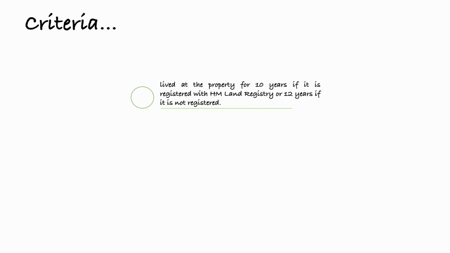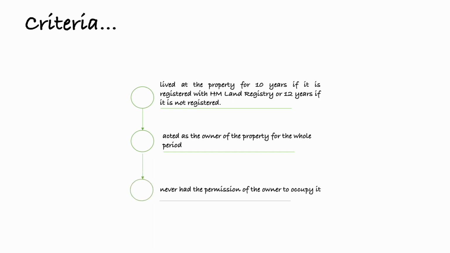Now let's look at the qualification criteria for becoming a squatter. Firstly, you must show that you have lived at the property for 10 years if it's registered with HM Land Registry, or 12 years if it's not registered. The squatter must prove that they have acted as the owner of the property for the whole period they have occupied it. They must also prove that they never had the permission of the owner to occupy it, so it should not have been rented to them.